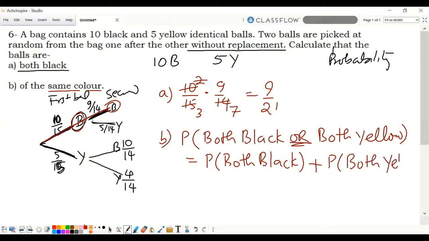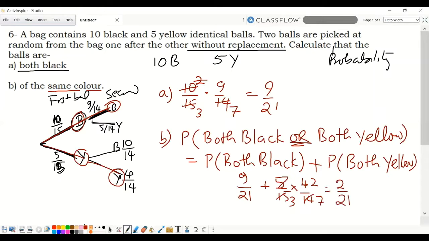So we will find the probability of yellow, because we already know this was 9 over 21, plus the probability of yellow and yellow. It will be 5 over 15 multiplied by 4 over 14. And this will be 3 here, this will be 2, 7. That comes out to be 2 over 21, and the total answer will be 9 plus 2, 11 out of 21. This is the probability that both balls are of the same color.